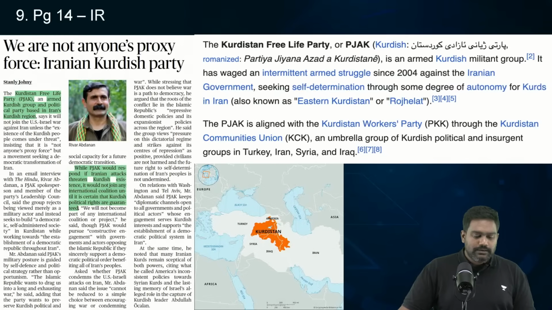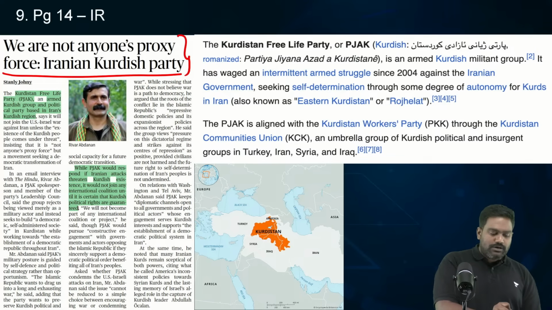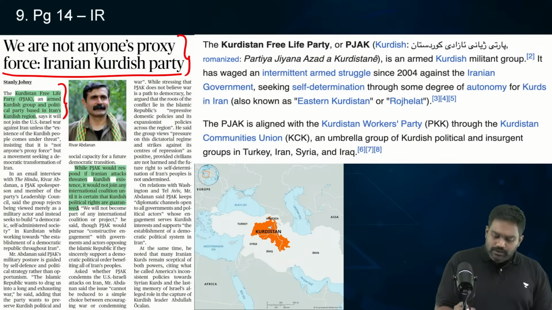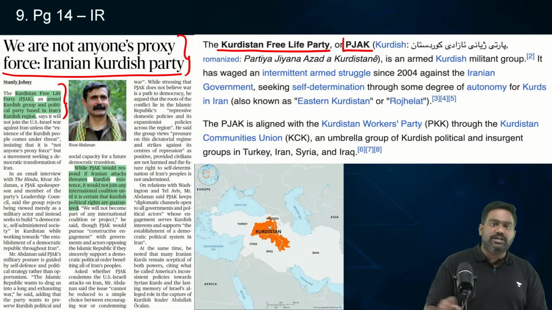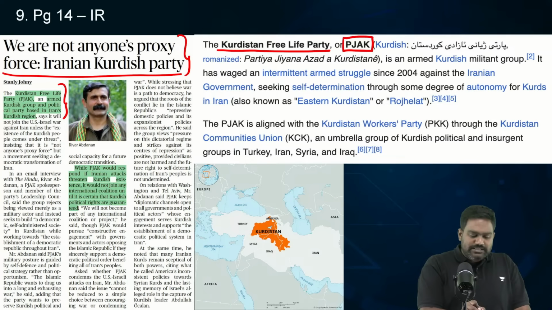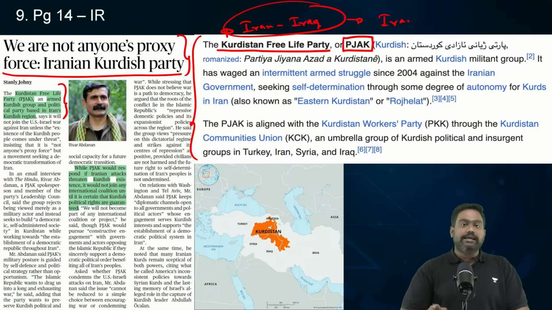Coming to the last topic, on page 14, there's an article referring to a Kurdish armed group called the Kurdistan Free Life Party, or PJAK. This is an Iranian Kurd group, mainly based out of the Iran-Iraq region, waging an insurgent war against the Iranian regime for many decades.